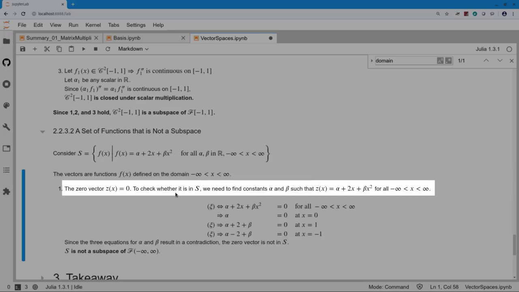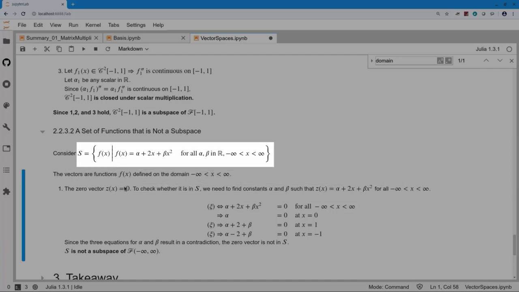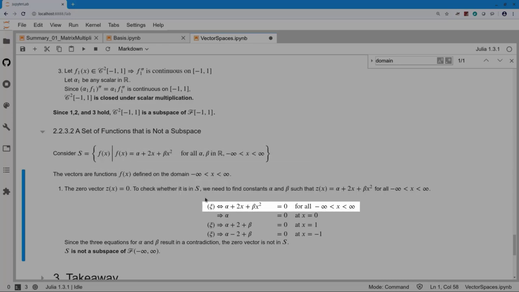So when I try and write this out, the first thing I'll do is to say, well, the zero vector is zero, and I want to check whether or not z of x equals zero is in here. Well, z of x being in here means that z of x can be written as alpha plus 2x plus beta x squared for some alpha beta for all of the x's in my domain. So I have to be able to write that alpha plus 2x plus beta x squared is equal to 0 for some alpha and beta.